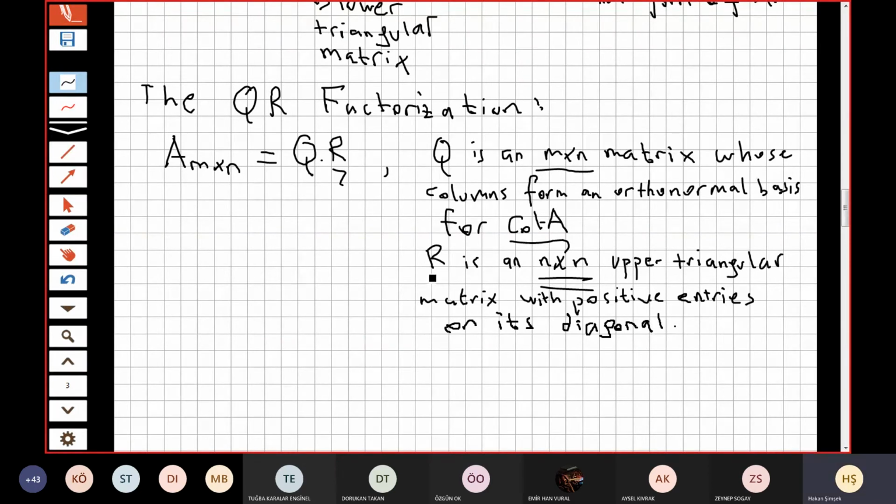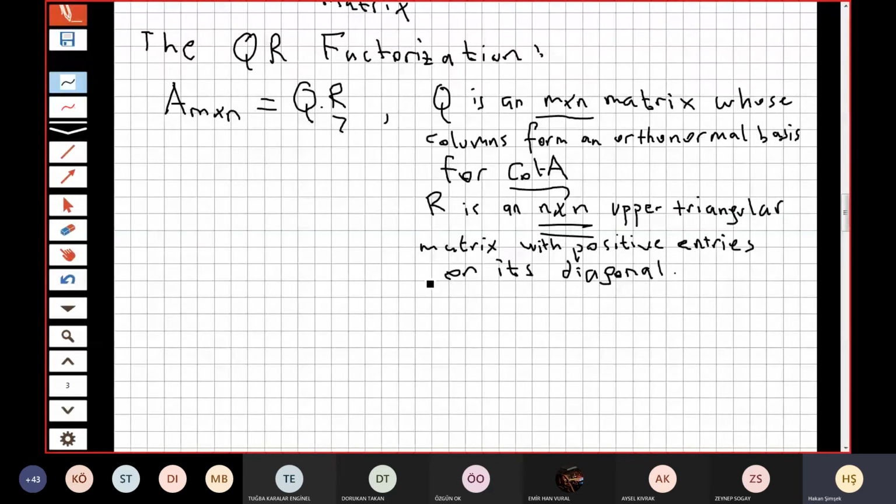On the diagonal of this matrix, we always have positive entries. And how can we obtain the entries? R is obtained as the transpose of Q times the matrix A. By multiplying them, we obtain the second matrix.